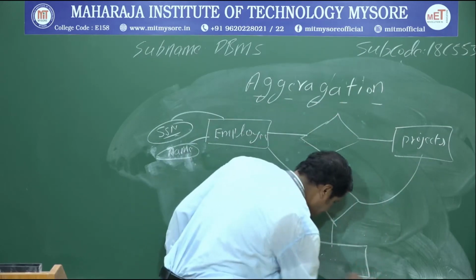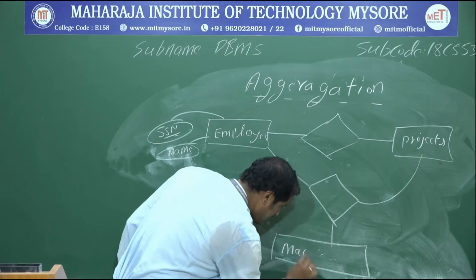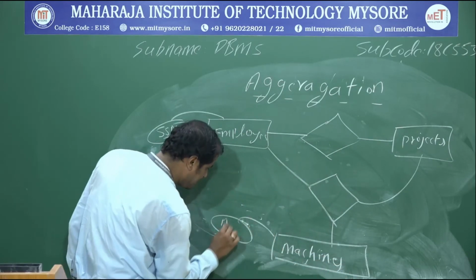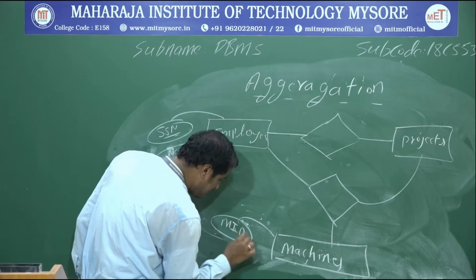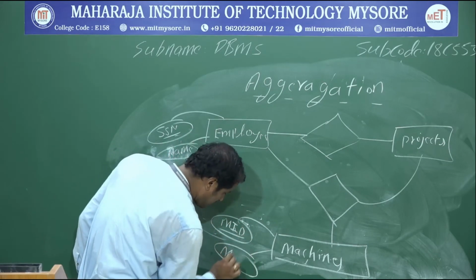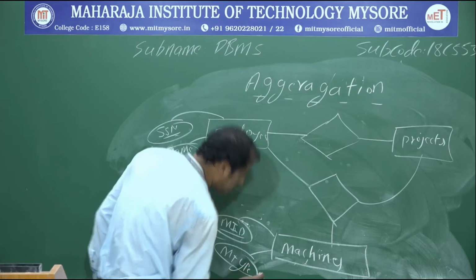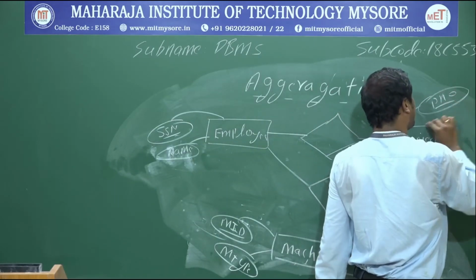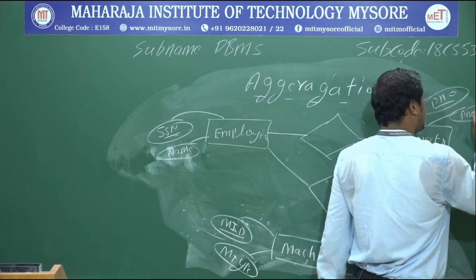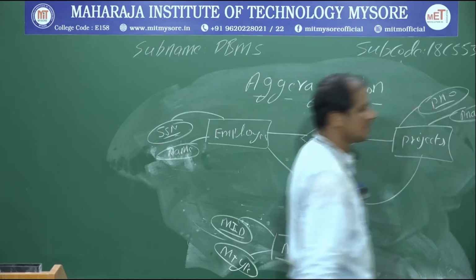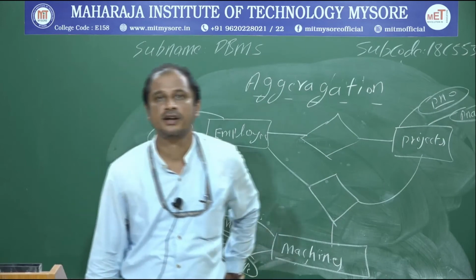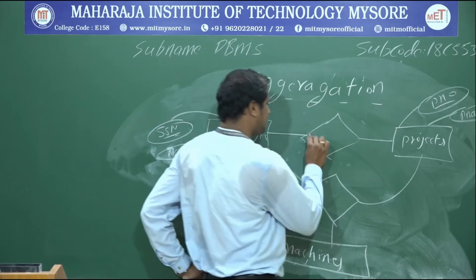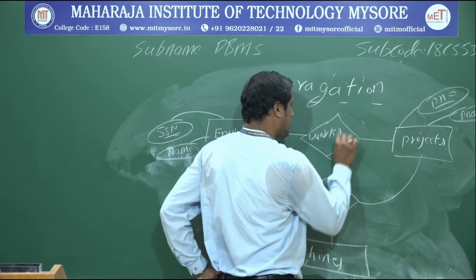Then I have a relationship with machines, the machines to be identified. Machine has machine ID as a primary key, and you can tell what type of machine it is. Project has project number and project name. Okay, so now employee works on project.